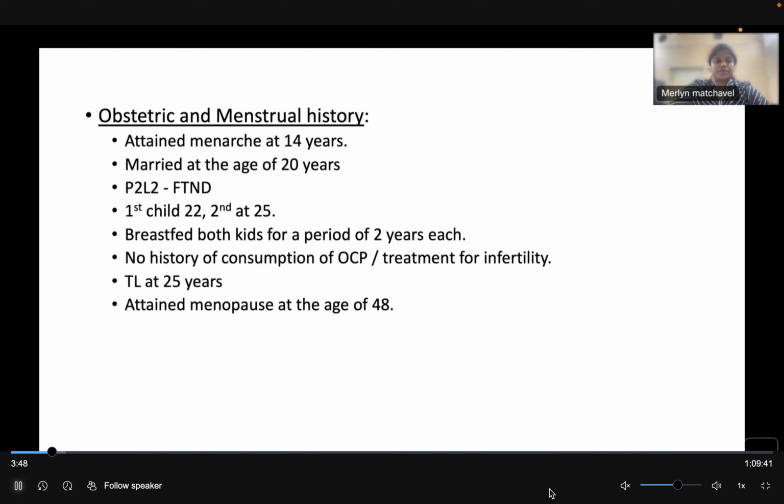Coming to her obstetric and menstrual history, she attained menarche at the age of 14 years. She was married at the age of 20. She gave birth to 2 children. Both were full-term normal spontaneous deliveries. Her first child was at the age of 22, second at 25. She breastfed both her kids for a period of 2 years each. She does not give any history of consumption of OC pills or treatment for infertility. She had a TL at 25 years of age, and she attained menopause at the age of 48.